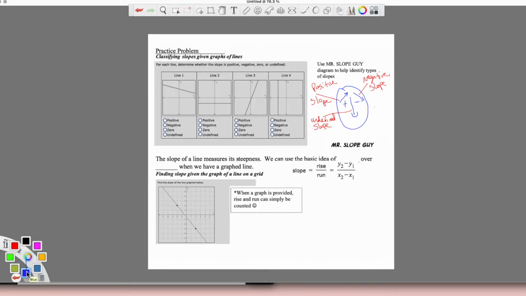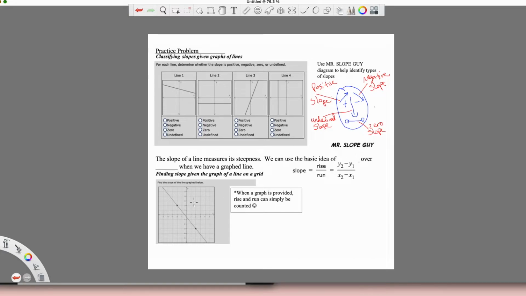All right, and the very last feature we need to add is his mouth, and he's not really happy, so he's got kind of a flat mouth here, and he's got two O's for little dimples, and the O's represent zeros because this represents a zero slope. So here's our Mr. Slope Guy or slope person, and he shows you all the different types of slopes. He has a positive eyebrow, a negative eyebrow, an undefined nose, and a zero slope mouth.